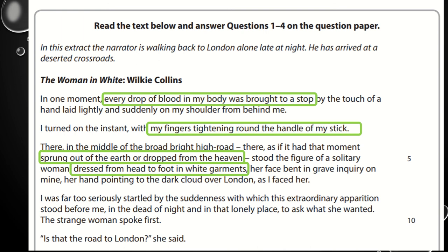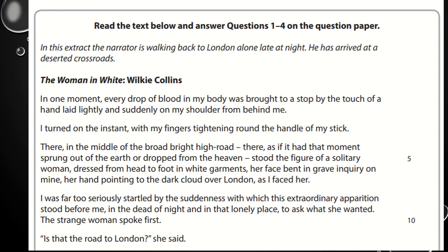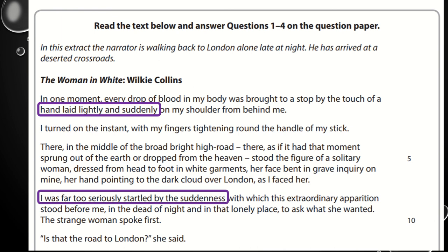The solitary figure of someone dressed in white is also quite ghostly. And we've got this extraordinary apparition. If you have an apparition, you have a vision or a ghost appears to you. That's what an apparition is. So a lot of the words there are synonymous with the supernatural potentially, and also suggest that he has really had a massive surprise, which are all building to that sense of mystery. Themes-wise, we've got a hand laid lightly. Why did she do that? We've also got that he recurs to the fact that he just can't account for it, and he was so suddenly startled by it. He got such a fright, which is a mystery.